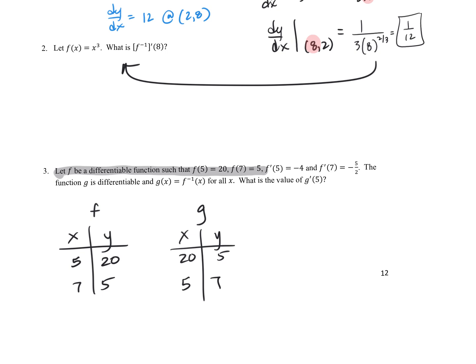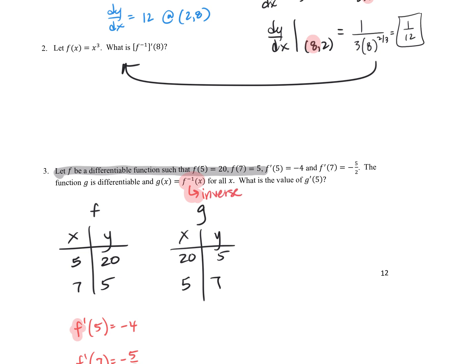F prime of 5, if I wanted to put that, I guess I should have separated these out. I'm going to put it down here. I'm going to say F prime of 5 is negative 4. And F prime of 7 was negative 5 halves. They're letting us know F and G, this right here is saying G is the inverse of F. So if you need to remind yourself of some lingo, that's saying G is the inverse of F.